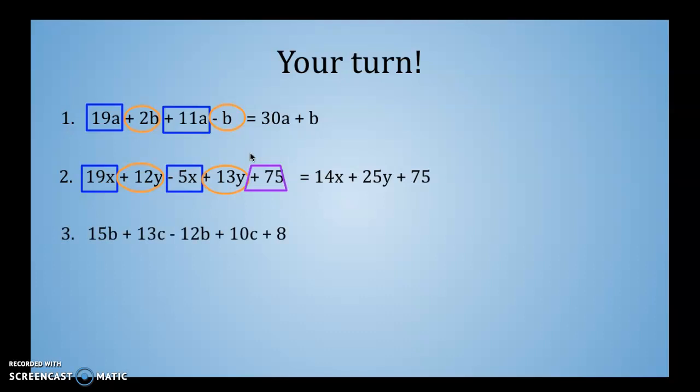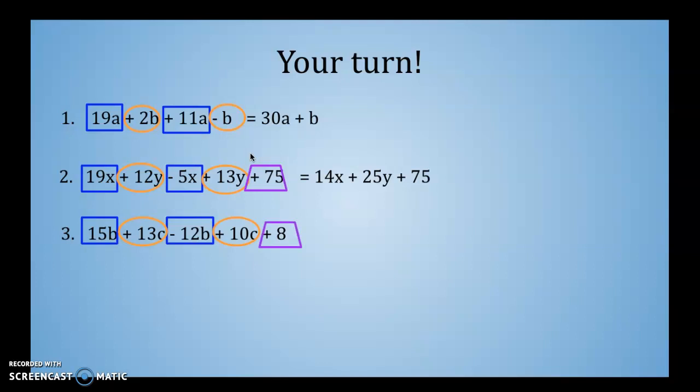15b plus 13c minus 12b plus 10c plus 8. Too long. Let's see what we can combine. So our 15b and our minus 12b we can combine. Our 13c's plus 10 more c's we can combine. And then that 8 is just going to hang out on its own.